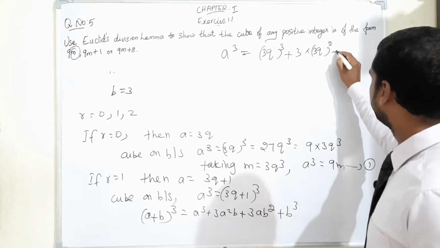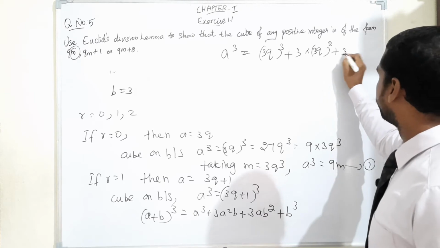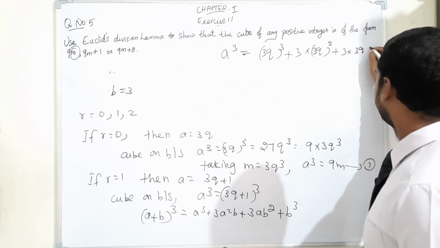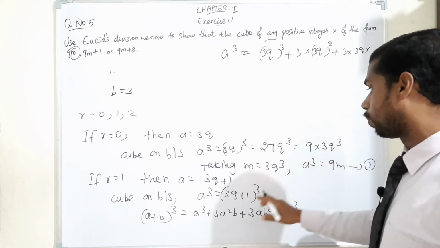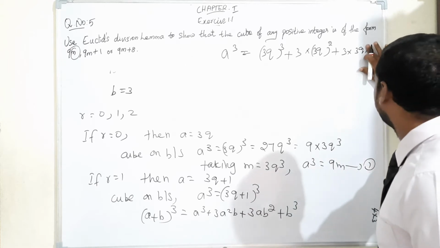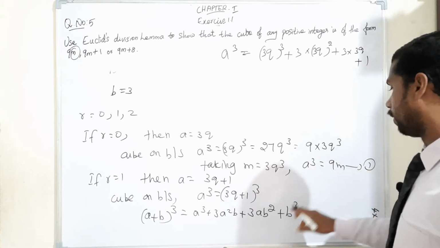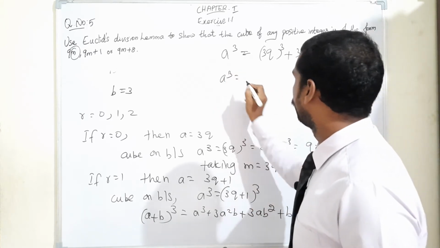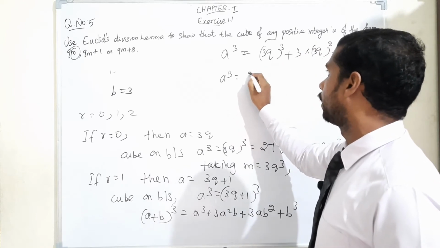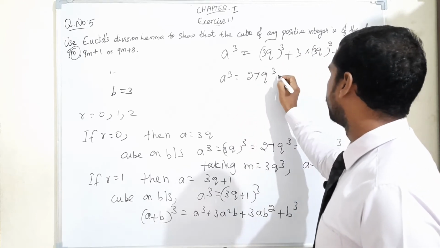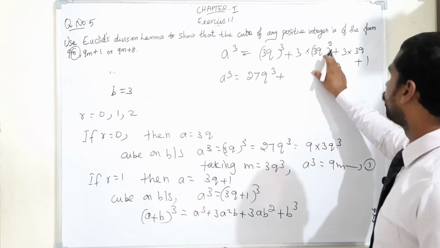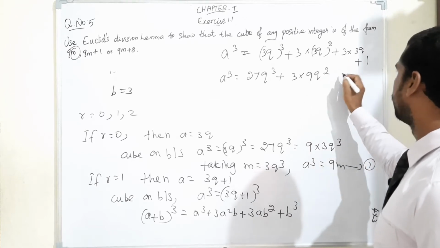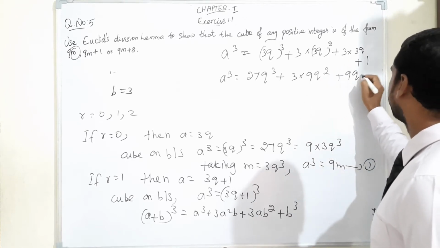Next condition, plus 3ab square. So 3 into a, what is the value? 3q. Then into b square. b square means only 1 will come, so no need to write. Next we can write it directly, plus 1 will come because b cube is 1 cube, which means 1. Next line, a cube is equal to 27q cube. Next condition, listen my dear friends, 3 into 9q square, and 3 into 3 we can write directly as 9q plus 1.